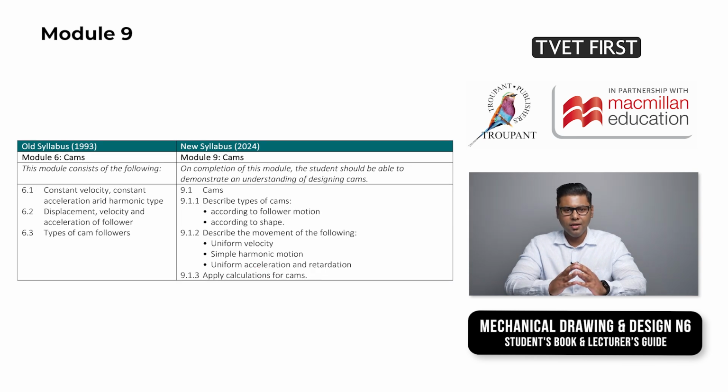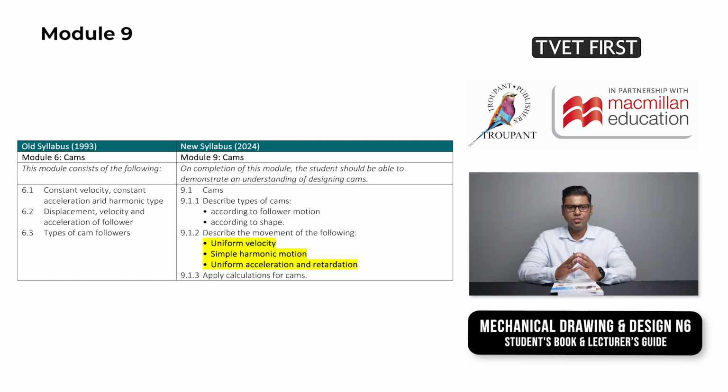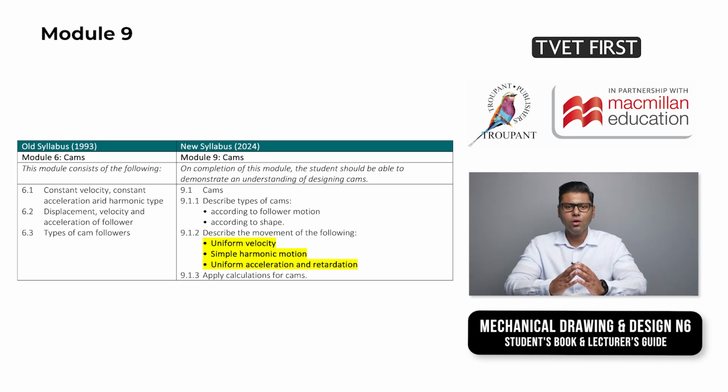Module 9 is called Cams. This module teaches students an understanding of cam design. Students learn to describe different types of cams based on follower motion and shape, explain follower movement including uniform velocity, simple harmonic motion, and uniform acceleration or retardation, and apply calculations related to cams. In the old syllabus, Module 6, also called Cams, covered this topic.